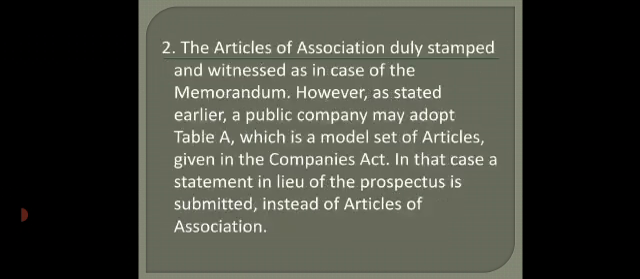However, as stated earlier, a public company may adopt Table A, which is a model set of articles. So if it is a public company, they need not prepare articles of association, they can prepare Table A. Table A is similar to articles of association, but instead of preparing articles of association, they have the liberty or privilege to adopt Table A. In that case, as given in the Companies Act, a statement in lieu of prospectus is submitted instead of articles of association.